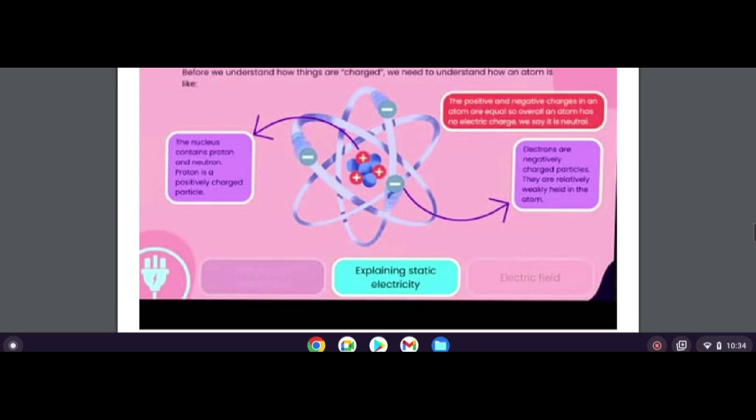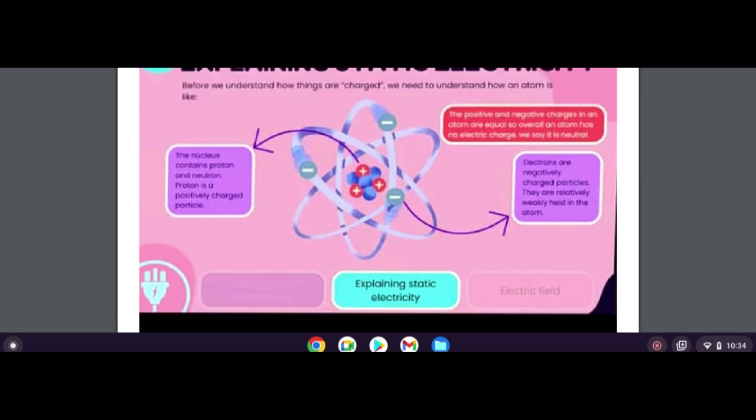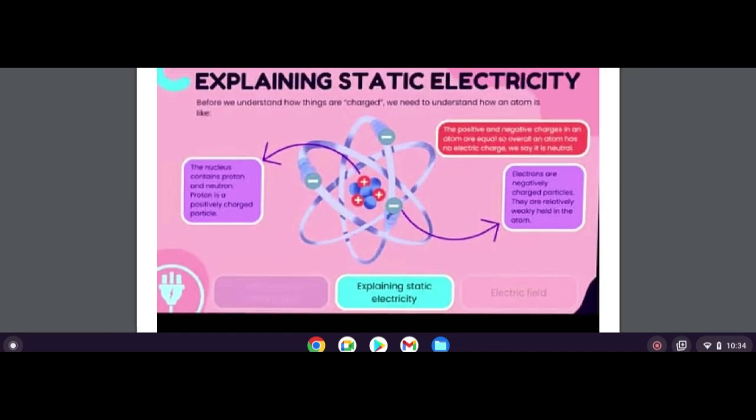Very good. I hope you got this idea before. No, I didn't get the idea before. I got it now. Oh, now? Okay, very good. So, explaining static electricity, now we got the idea. What do you think about doing it one more time?